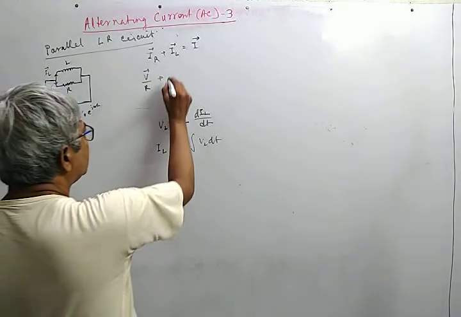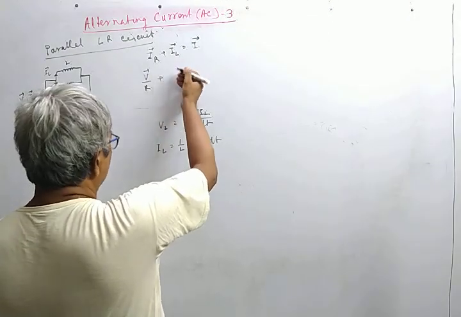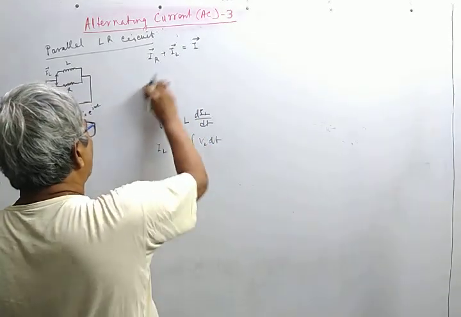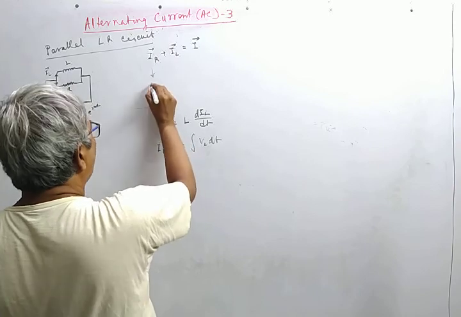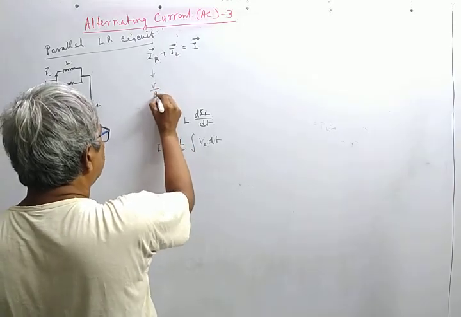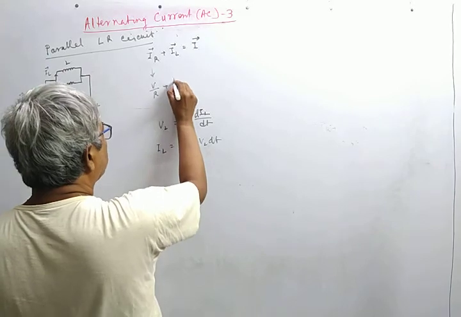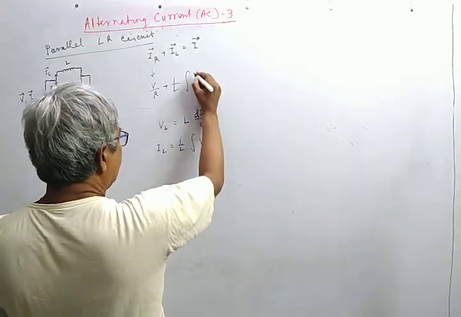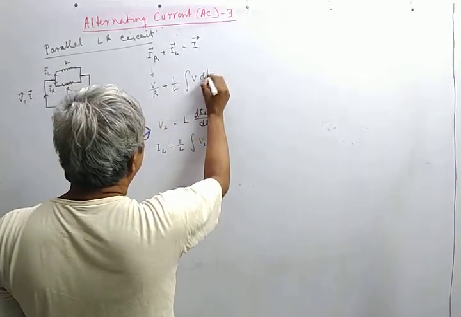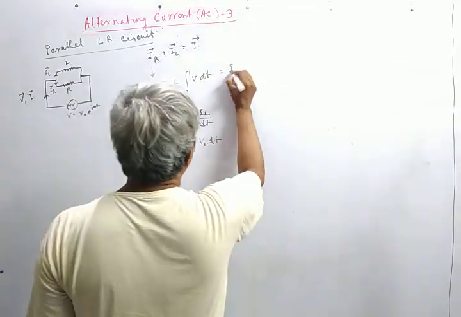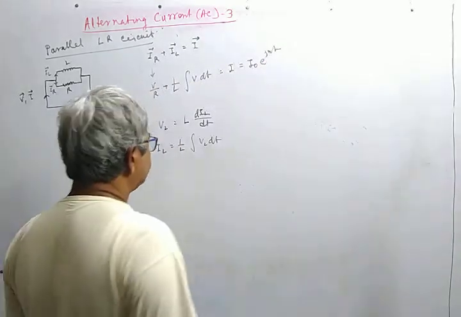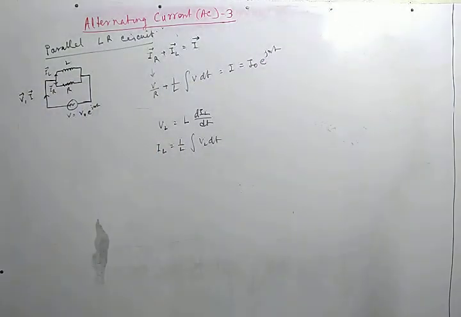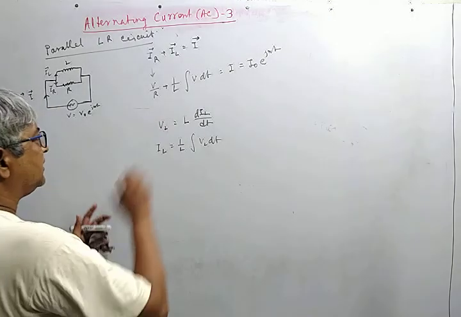So this is, okay. If we write it in differential equation form, this is V by R plus 1 by L integral V dt is equal to I. This is I0 e to the power j omega t. So for this case we write I, the current, to be sinusoidal, and we have written it like this.